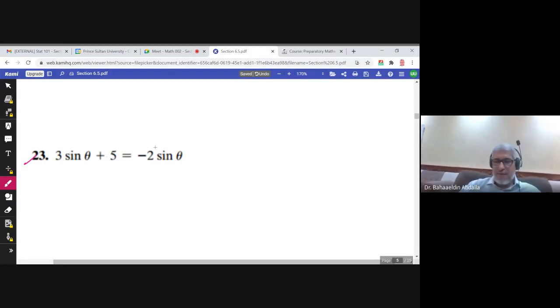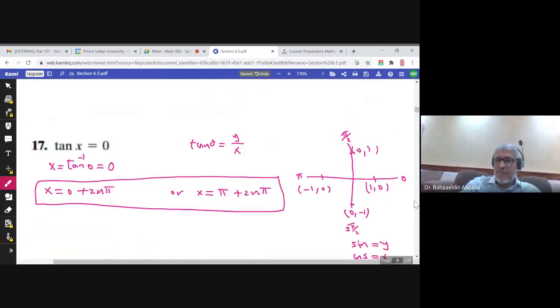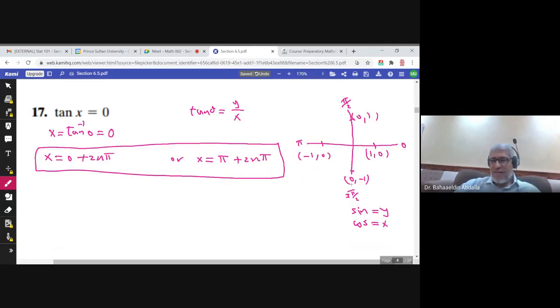3 sine theta, bring 2 sine theta to this side, so I will have 5 sine theta equals, take 5 to the other side. So when you solve this equation for sine theta, you get that sine theta is -1. -1 or 0 or 1 means that I'm going to use this figure. You need to memorize these figures. Okay, so sine is -1. Sine is y. Where is y? -1 here.